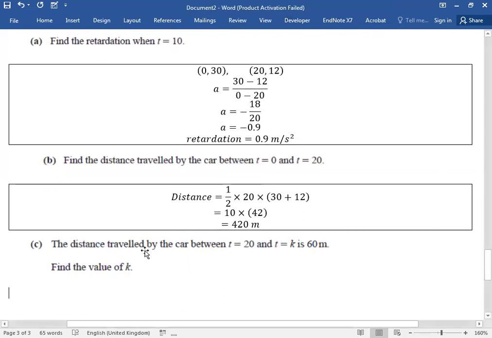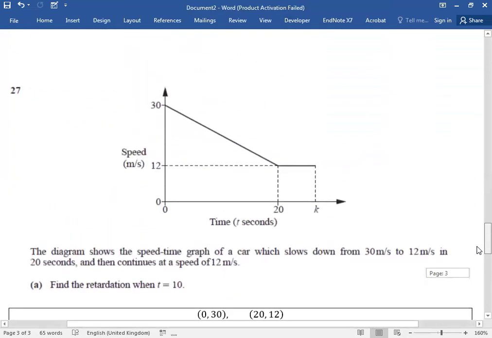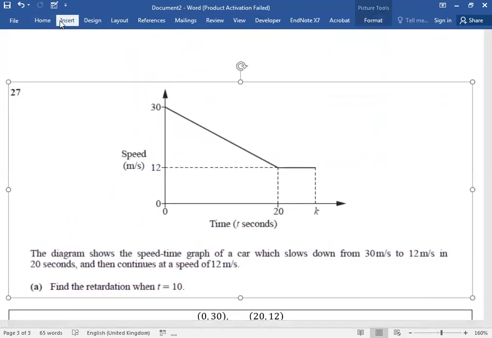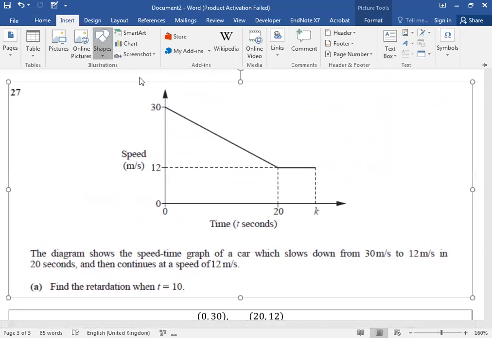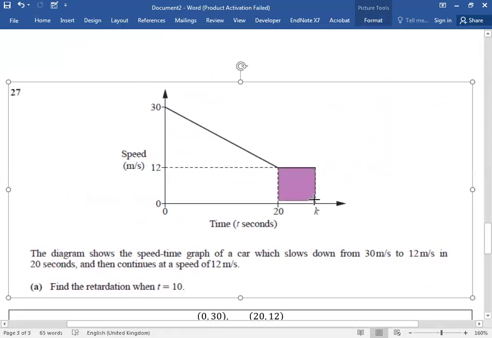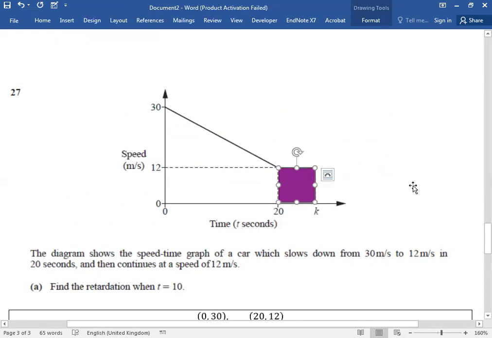Okay, the distance traveled by the car between T20 and TK is 60 meters, right? Find the value of K. मतलब 20 से लेके ये वाला जो distance है, this is 60. That means this complete area is 60. And I need to find the value of K.